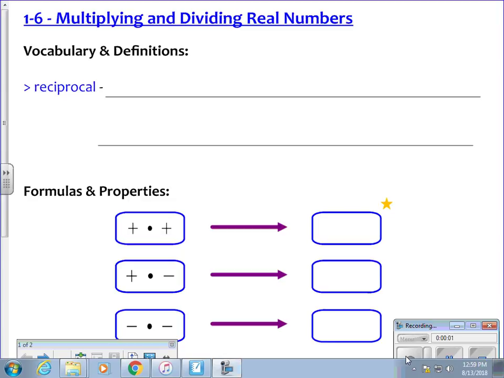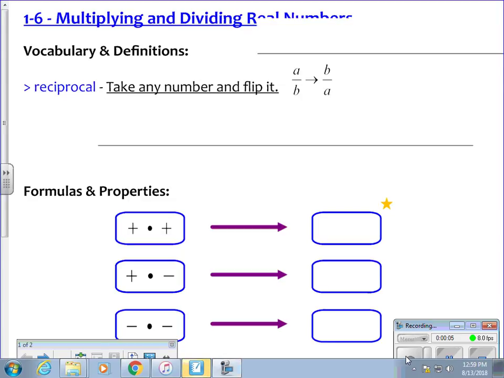Today we're multiplying and dividing real numbers. Okay, reciprocal. Take any number and flip it, that's your reciprocal.